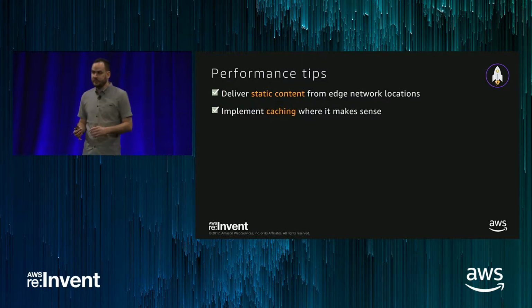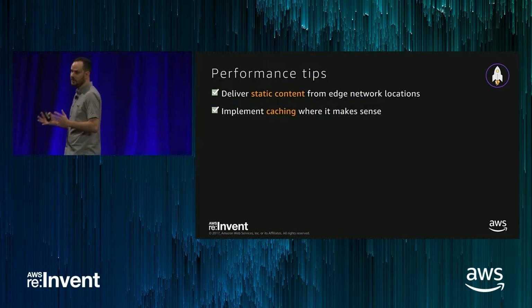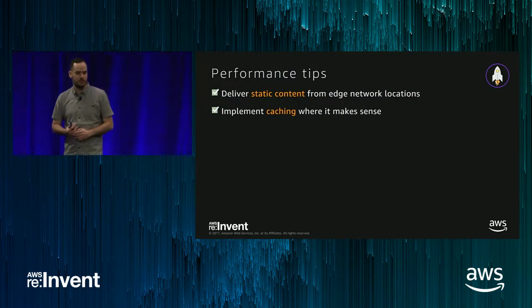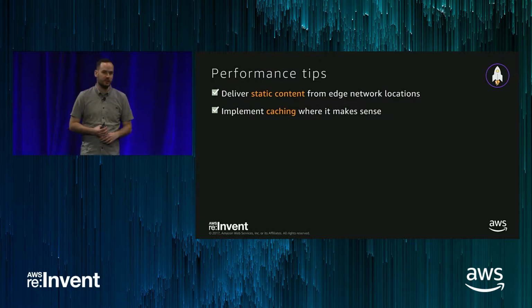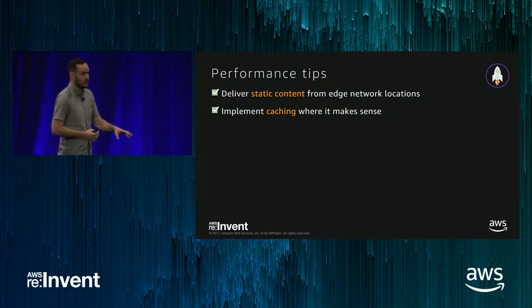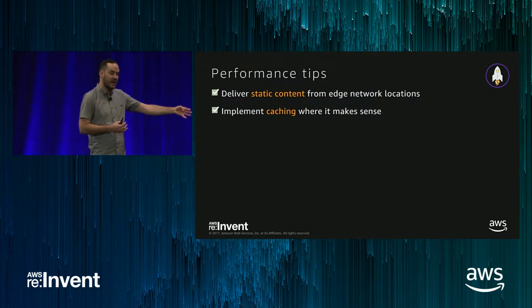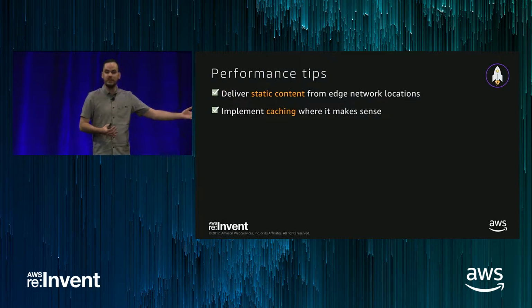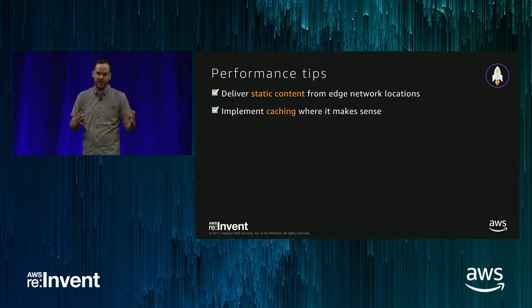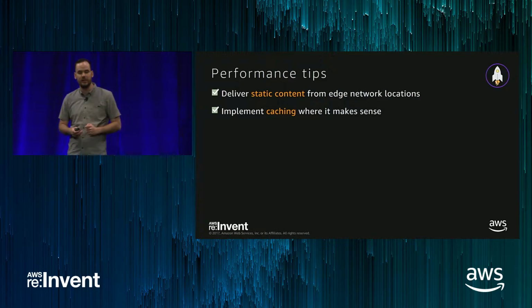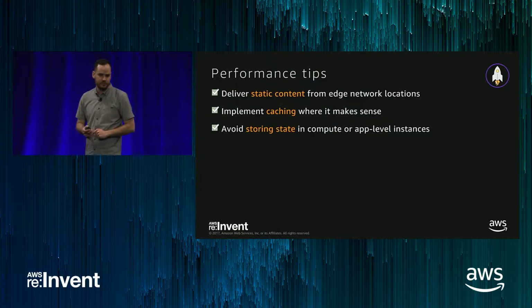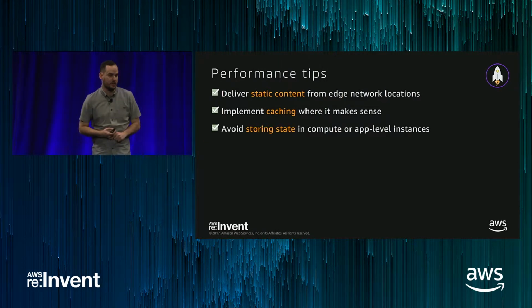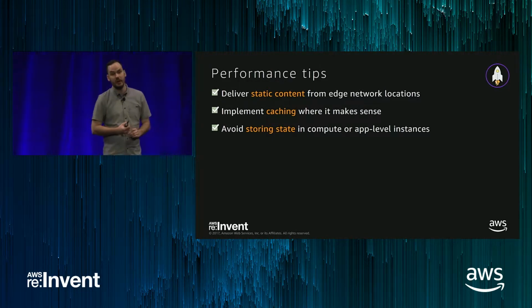In terms of caching, it varies from architecture to architecture, but you really want to cache at multiple levels, whether it's at the particular node, or a very close cache, maybe using ElastiCache or Redis, or maybe a DynamoDB database. Make sure you do a little bit of caching where you can reach the data very quickly. And with caching, make sure to avoid storing state in compute or app level instances.